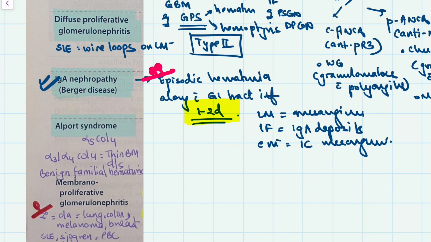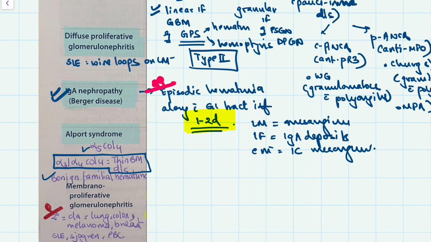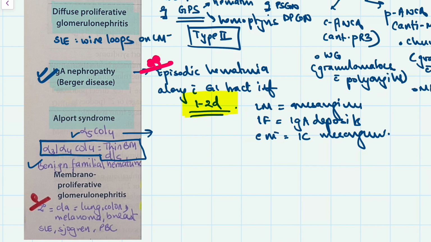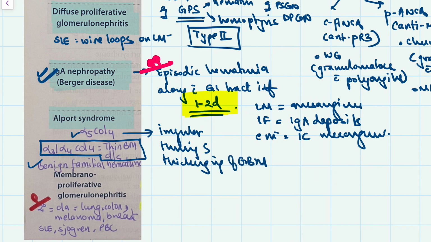So it is basically due to defect in the alpha 5 chain of collagen type 4, right? Remember that if the defect is in the alpha 3 or alpha 4 chain of collagen type 4, then it is called thin basement membrane disease, which is a benign familial hematuria. So what happens is that due to defect in the alpha 5 chain, there is irregular thinning and thickening of the glomerular basement membrane, due to which it also splits, right?